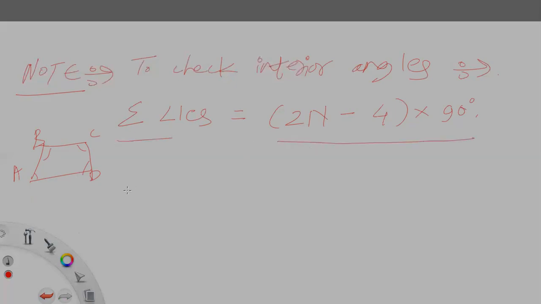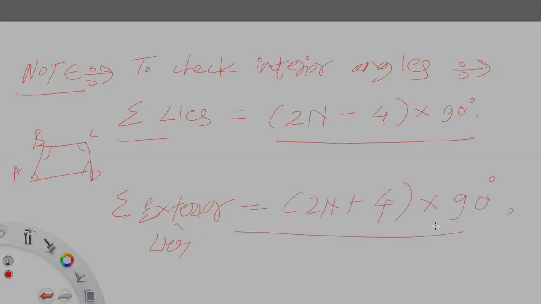The next formula, for the summation of exterior angles, is equal to (2n plus 4) into 90 degrees. So it is the same formula, only the sign is changed. This is for cross checking your traverse. After all the calculation, you can check whether your traverse satisfies this condition or not.